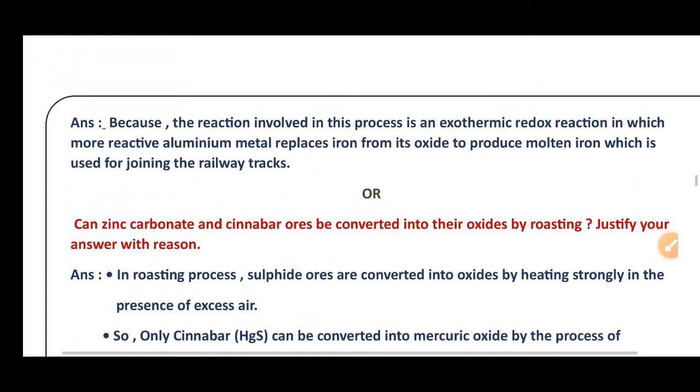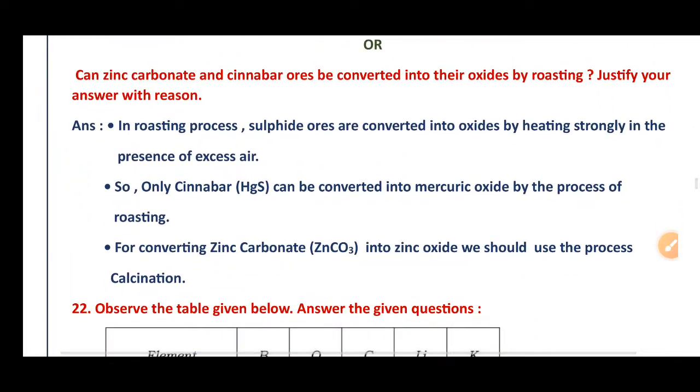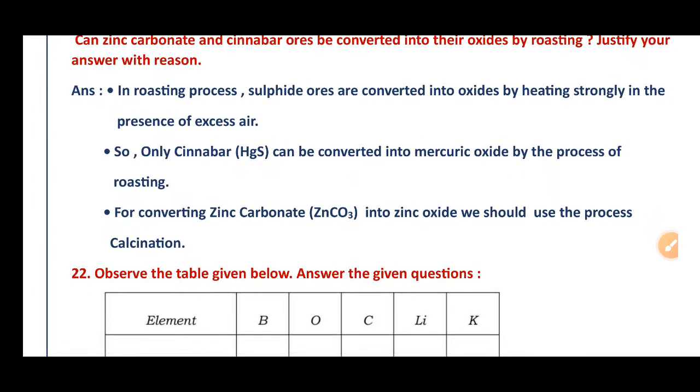Next, for this question, an OR type question is there. Can zinc carbonate and cinnabar ores be converted into their oxides by roasting? Justify your answer with reason. In the roasting process, sulfide ores are converted into oxides by heating strongly in the presence of excess air. So only cinnabar can be converted into mercuric oxide by the process of roasting. Okay, for converting zinc carbonate into zinc oxide, we should use the process of calcination.